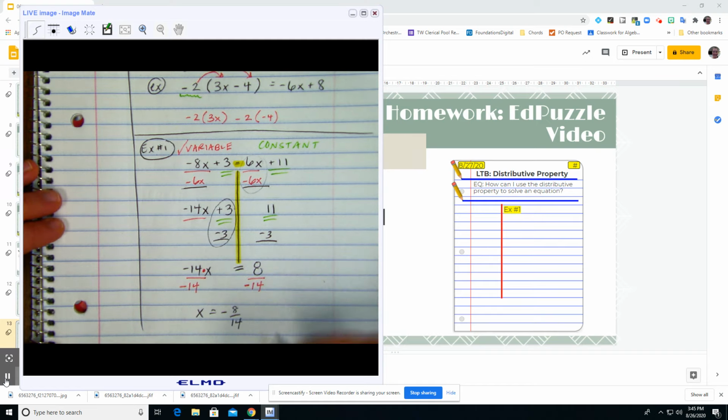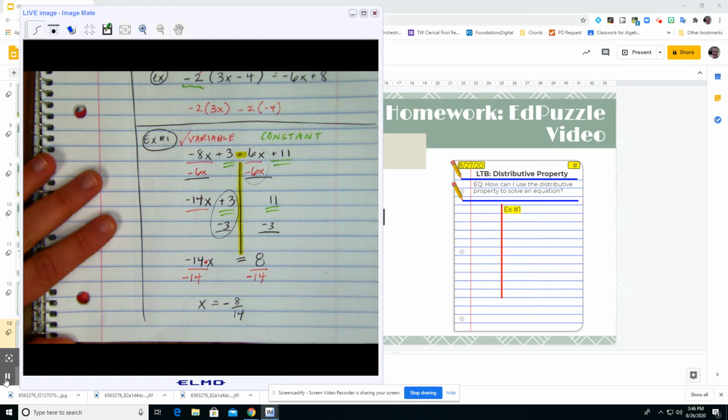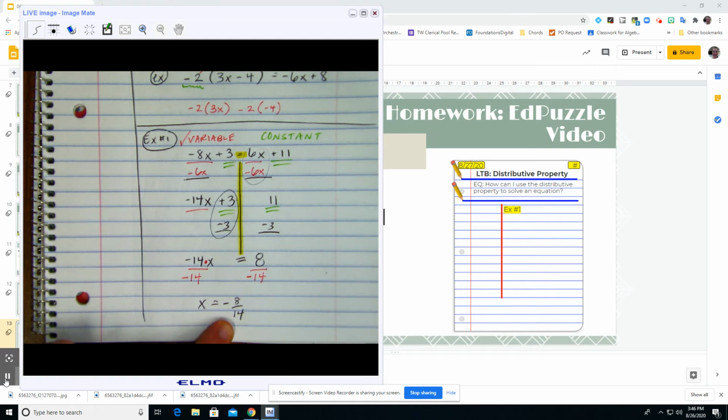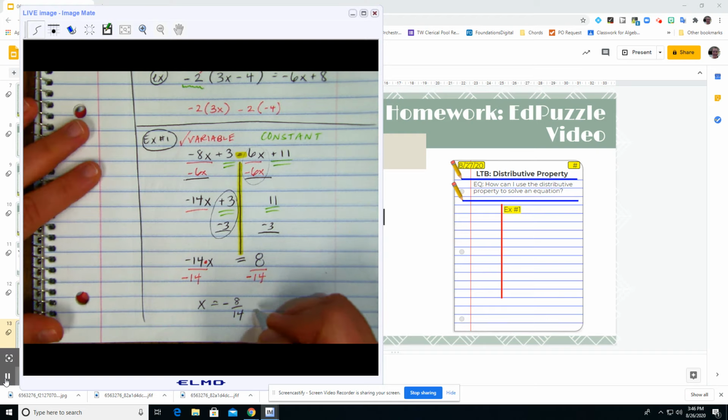I can't simplify that. So you want to leave it as a fraction if it doesn't go in evenly. But if you have a fraction, you need to make sure it is simplified. Is there a number that goes both into 8 and 14 that I can simplify this fraction with? Yes, 2 goes into both of these.